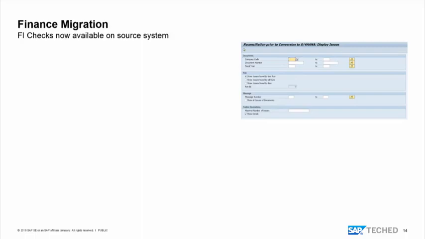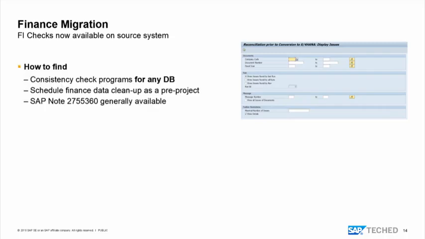The demand was to have an early check that can be run directly on the ERP source system, even if it's not yet on HANA database. And that is the reason why these checks are now available on the source system. That's the statement of this slide. There's a consistency check program that runs on any database. So it's not running only on the S/4HANA level after SUM run. And that allows you to clean up your financial data before even you start the software update manager.